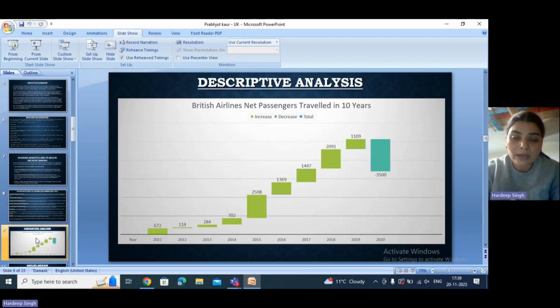This describes British Airways net passenger traveling over 10 years. With the help of this graph I just show that in 2011 the passengers were high, but in the next year they diminished to 114, and in 2013 we can see a dramatic increase, whereas it diminishes in the following year. So from 2011 to 2022 we can see there is a dramatic increase, and in 2022 it does decrease.